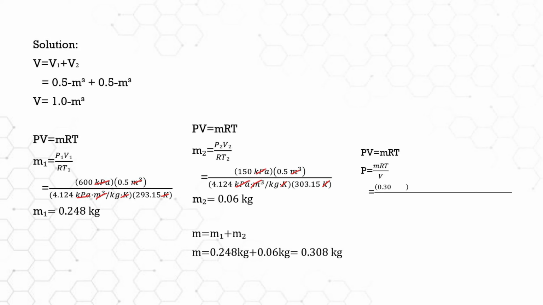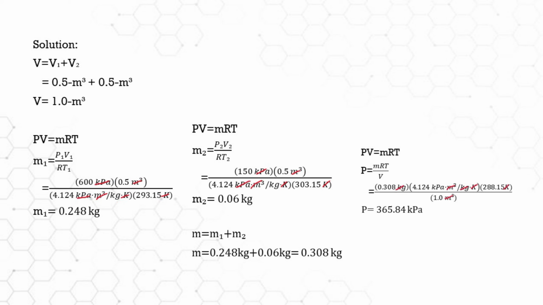Plugging in the values, we have 0.308 kilogram times 4.124 kilopascal cubic meter per kilogram Kelvin multiplied by 288.15 Kelvin over 1.0 cubic meter. Crossing out the same units, we have 365.84 kilopascals as our final pressure in the tank.